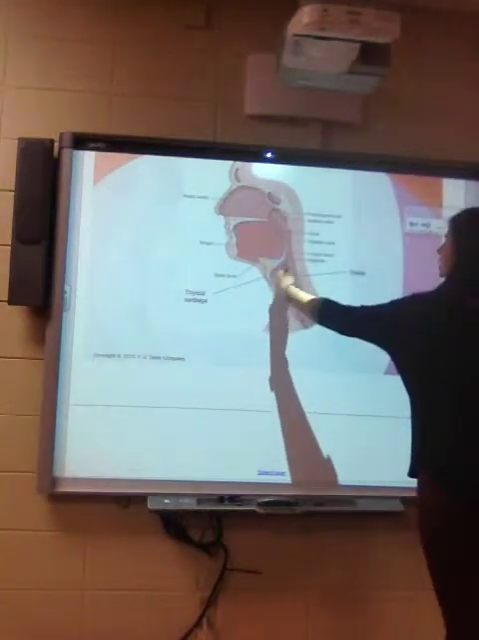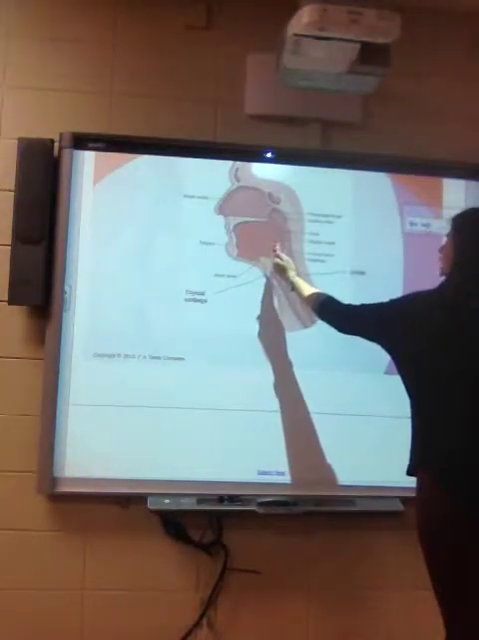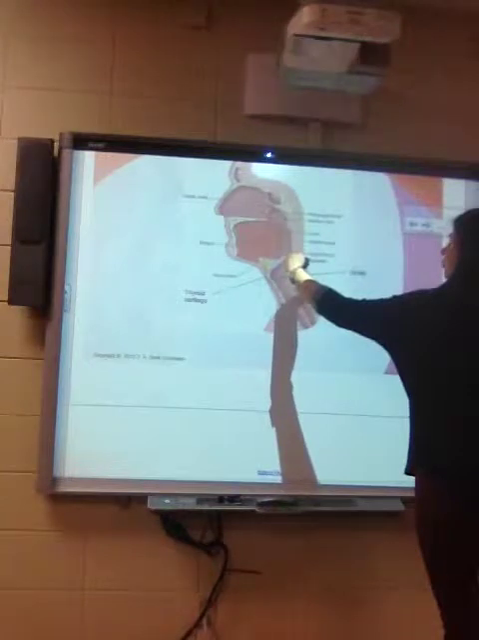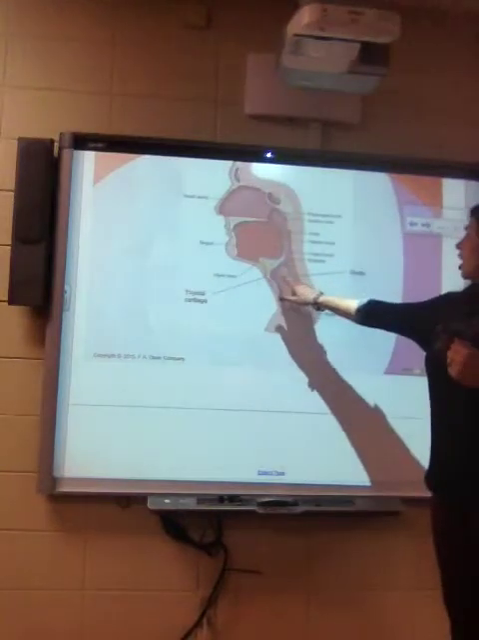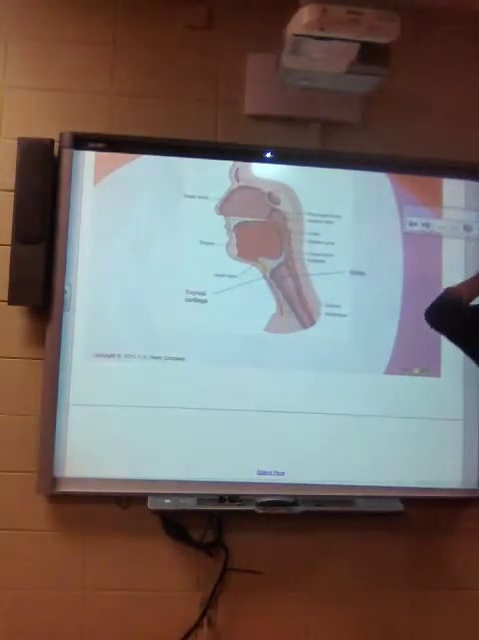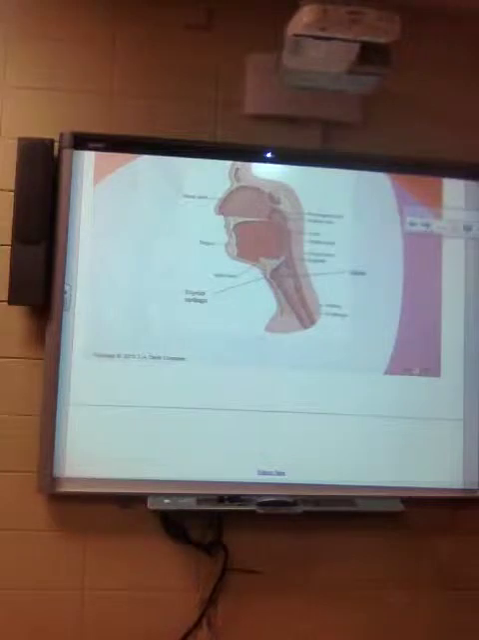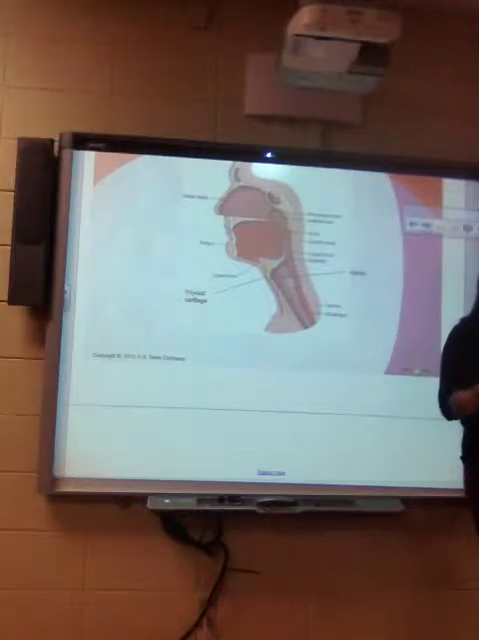Epiglottis, little piece of cartilage here. It does move and flap over, but the one that tightly closes is going to be down here in the glottis. And the glottis is not an actual structure. There's not anything really there. The glottis is just the opening. So it's just a space in there opening up to the trachea.